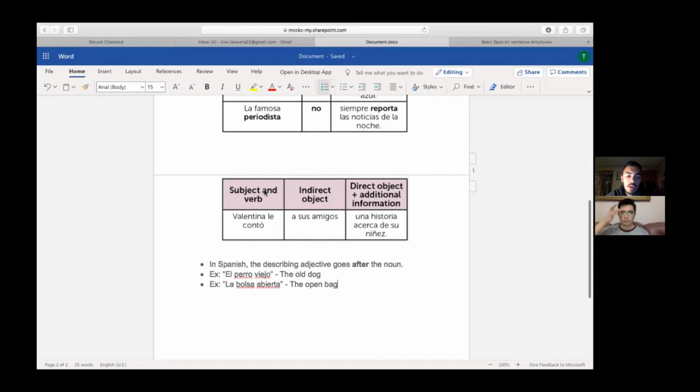So you put it all together. You have your subject and verb. Valentina le contó a sus amigos una historia acerca de su niñez. So you just put that indirect object right after the verb, and you're golden.